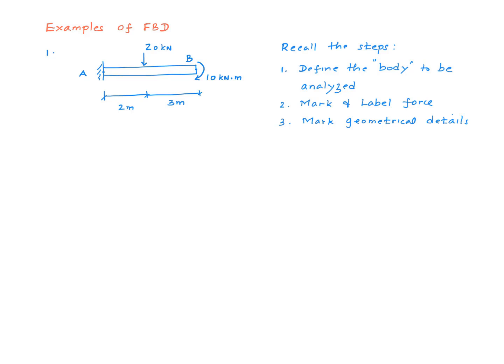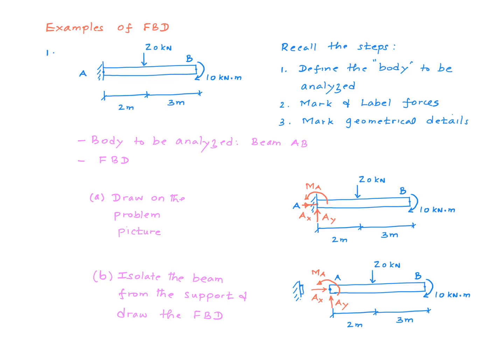Number one, we want to define the body to be analyzed. Number two, we want to mark and label all the forces. Number three, mark the geometrical details. In this problem, it's kind of obvious that we want to analyze the beam, right? And therefore, the body to be analyzed is the beam AB.